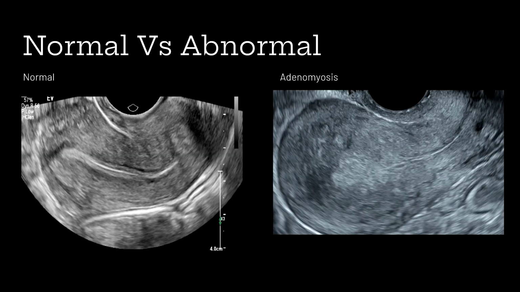Again, normal uterus on the left. Look at that nice endometrium, well defined. With adenomyosis, you can see that the endometrium is ill-defined. You can also notice how bulky, rounded, and globular in appearance the uterus that has adenomyosis is in comparison to the normal uterus.